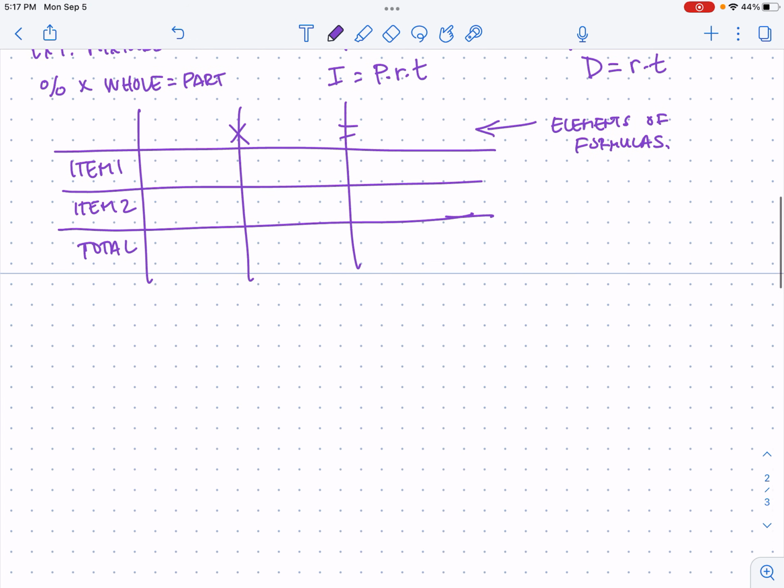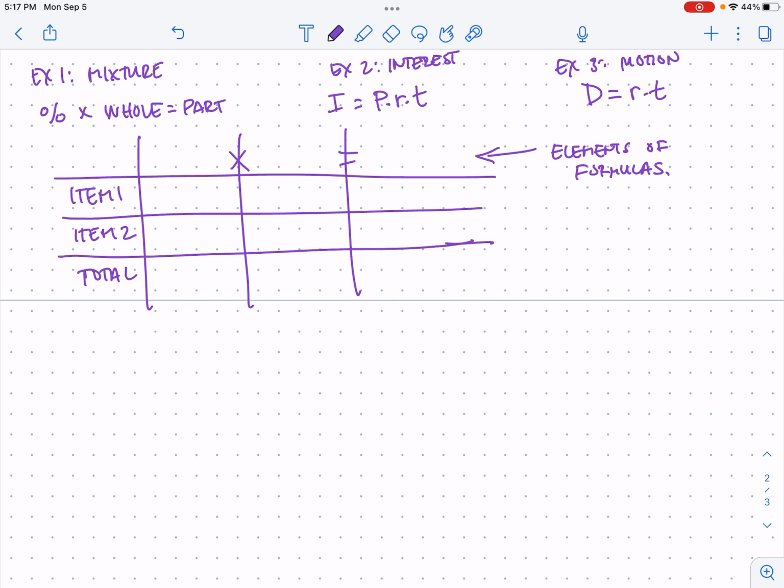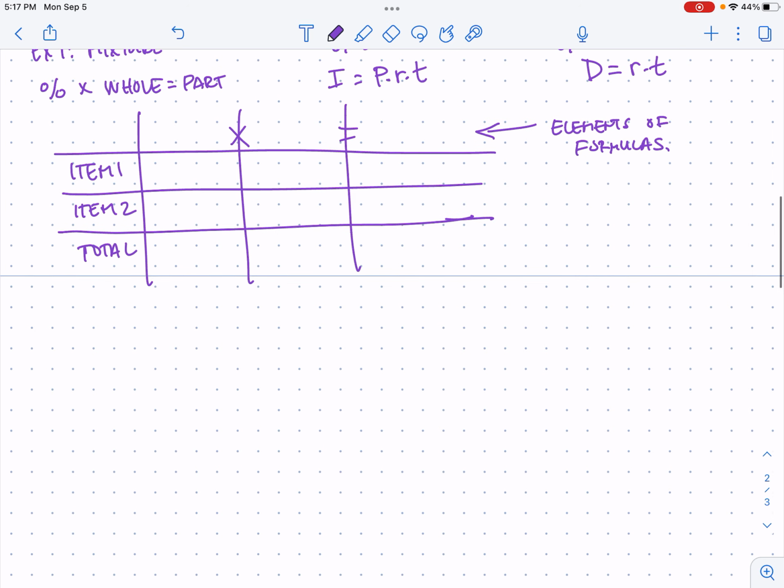All right, so let's look at example 1. So example 1 is our mixture problem. The 2 things we're mixing, not missing, are our 60% concrete mixture, and then we're adding to that pure sand. So those are our 2 items. And the thing we're making is an 80% concrete mixture.